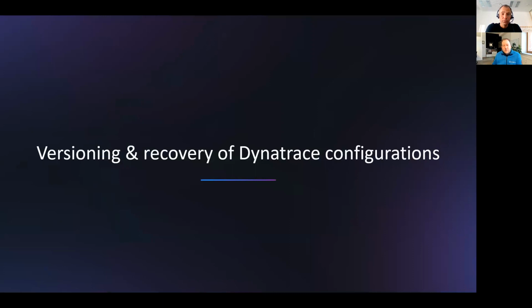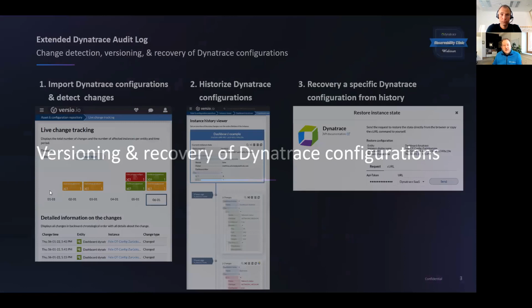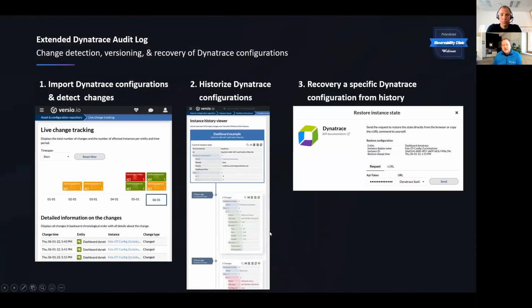Let's start with the versioning and recovery of Dynatrace configurations. Dynatrace itself has an internal audit log, and we offer a way to extend its functionality with Versio.io. The first step, Versio.io takes over the Dynatrace configuration data. These are, for example, the anomaly detection, dashboards, alerting profiles, and so on. Versio.io detects when the Dynatrace configuration has changed and can visualize them in the live change tracking view that you can see on the left side.